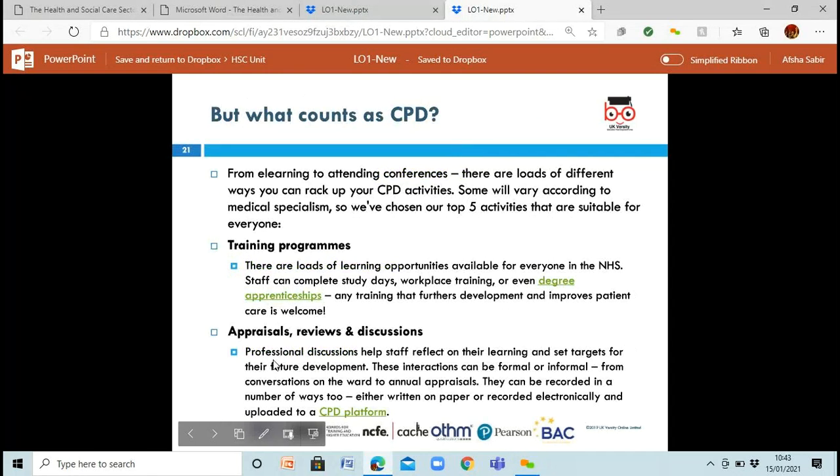So we're going to look at what counts as CPD. I'll tell you what counts as CPD. You've got things like observations, where you're just shadowing someone, or you're looking at what they're doing. You might have gone into a GP's room, and you're just seeing how the doctor is actually dealing with the patient, or you're seeing how a certain procedure is done.